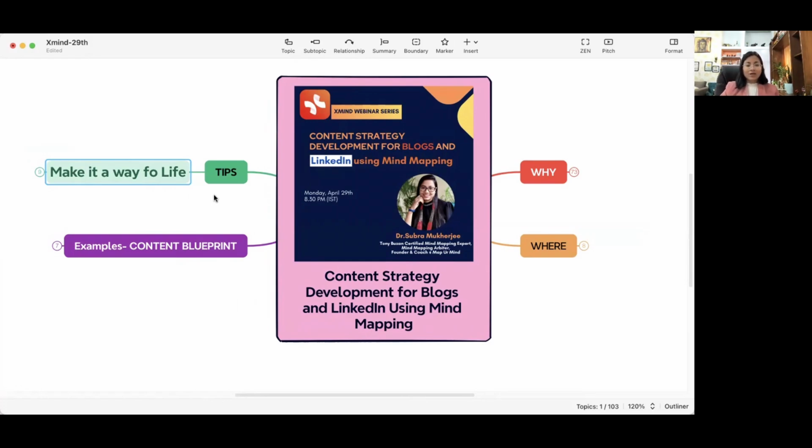So I hope you are interested and you are curious to learn more about mind mapping. And hence, I would say that start implementing these techniques today. And I look forward to see how you'll be using mind mapping in your life to transform the way you work, to transform the way you create content, to transform the way you think.